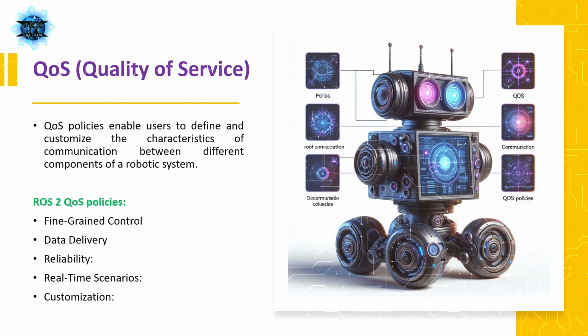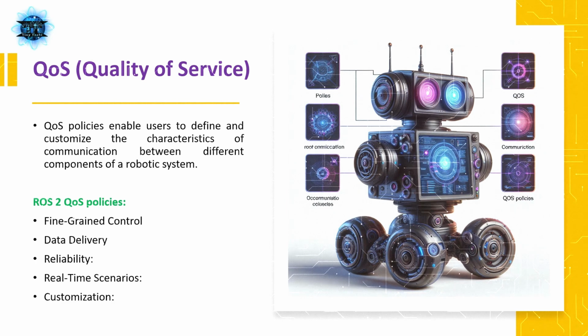In the QoS policies, the first one is fine-grained control. What is fine-grained control here? This means you can be super specific about how the robots exchange the information. In such cases, you get to decide exactly how they should communicate based on what you need. That is about fine-grained control.